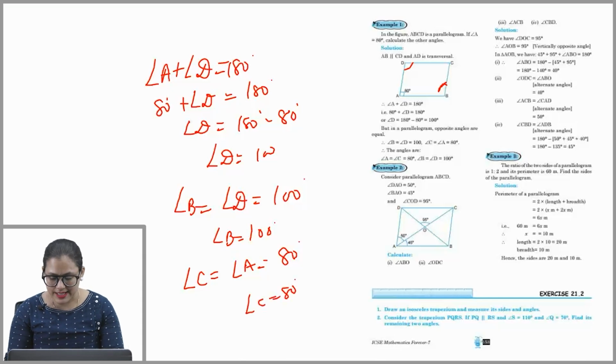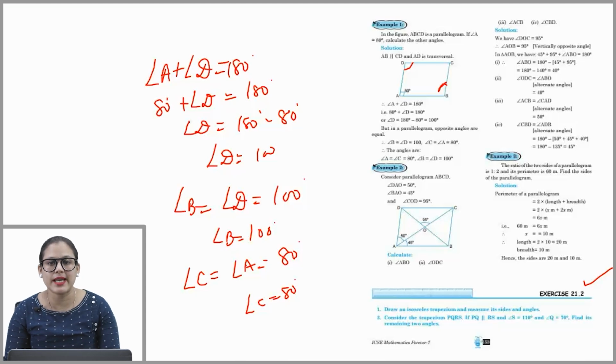Exercise 21.1. Draw an isosceles trapezium and measure its sides and angles. You have to draw an isosceles trapezium, then you will measure its sides and angles.